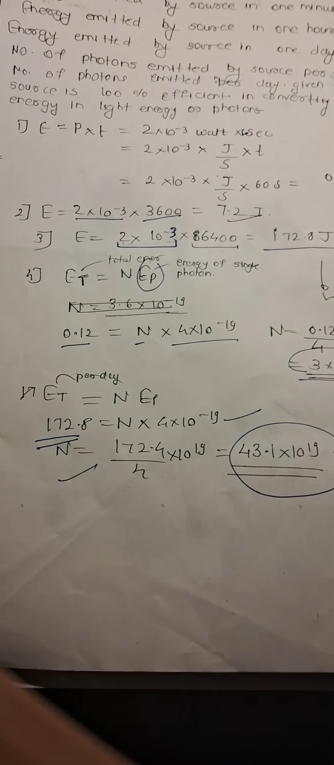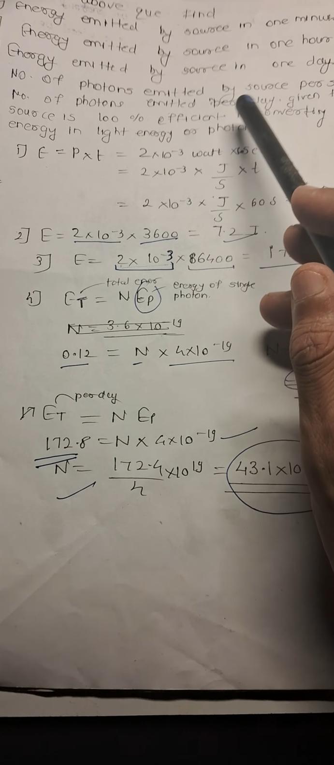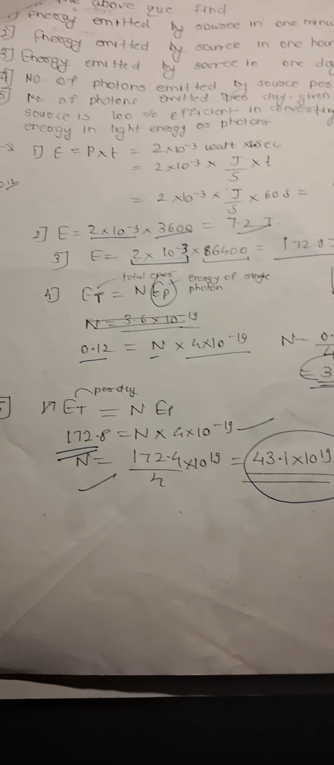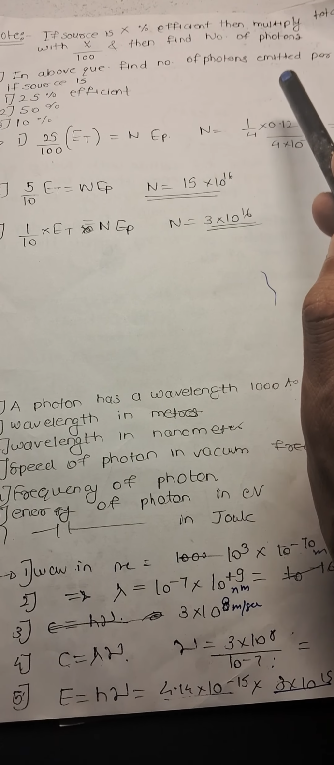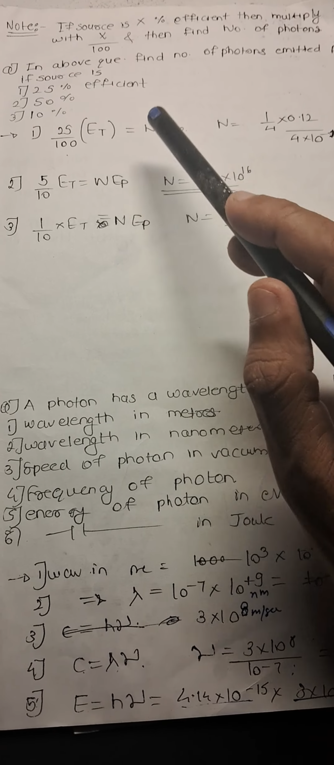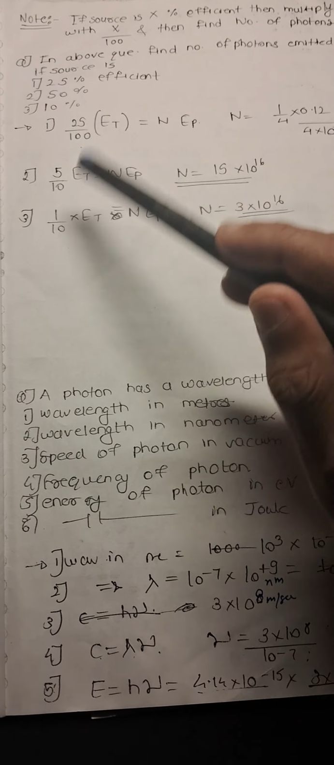Then in the same question, we need to find the energy in 1 minute, 1 hour, 1 day, and the number of photons. So all of these are the calculations related to this question. Then we have the efficiency of the source and some related questions. In the first case, 2.5% efficient, 50% efficient, 10% efficient. Then we have to calculate the number of photons. So this is the calculation part.